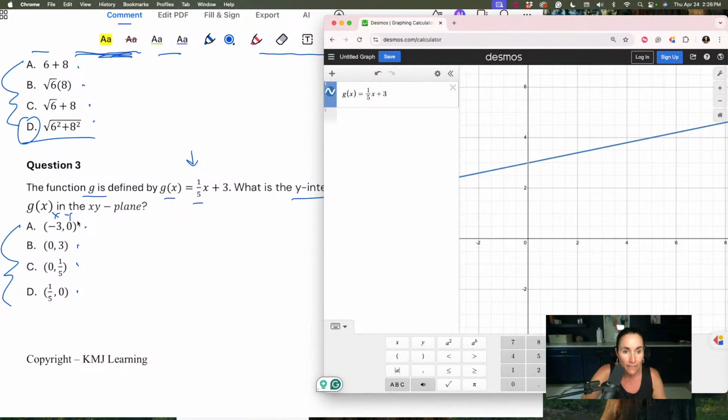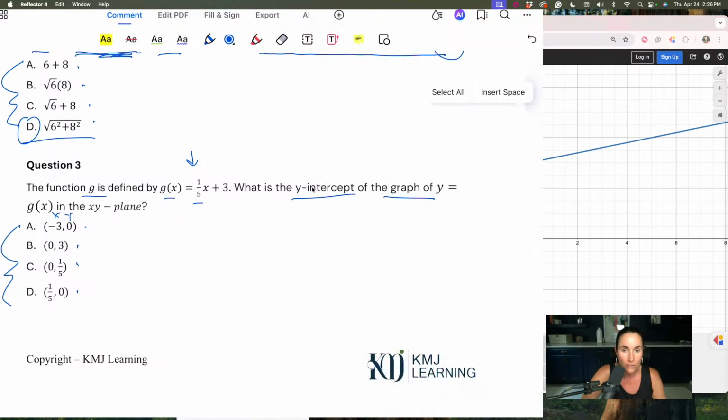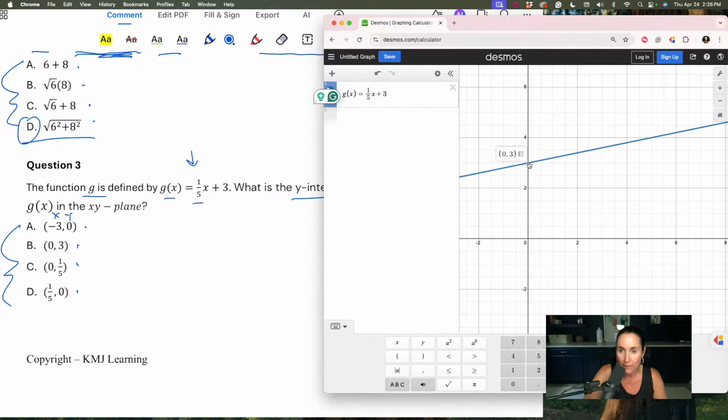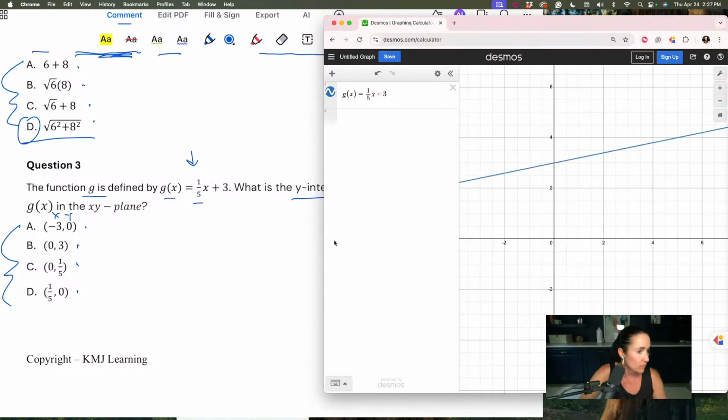And then look at my answer choices here. It asks, what is the y-intercept of the graph y equals g of x? Well, guess what? This is the y-intercept, correct? Right here. This is x. This is y. Okay, cross is right here. (0,3), B. Took me 2 seconds. Now I was talking it out to you and I was showing you some things with the calculator. You would have gotten that in just a couple of seconds.